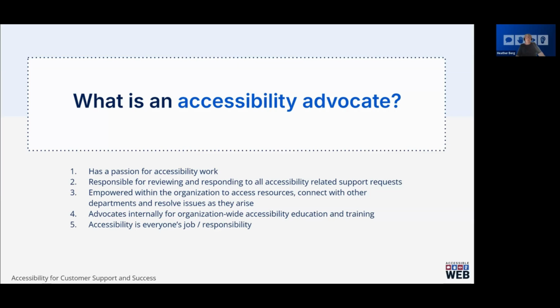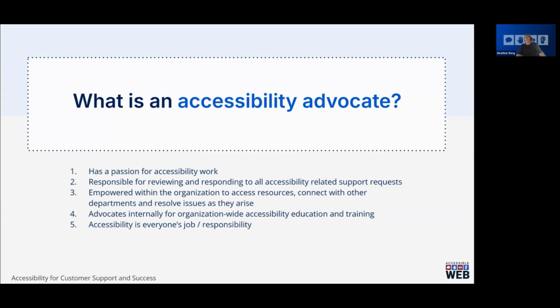Also, this person, the accessibility advocate, absolutely must be empowered within your organization to access the resources they need, connect with other team members, and be able to resolve any issues as they come up. So, again, you could have someone who's really passionate about the work and really well intentioned, but if they don't have access to what they need within the organization to address the issues, then your process is going to kind of end there. So it's really important that they have access to what it is they need. And that includes organizational support.